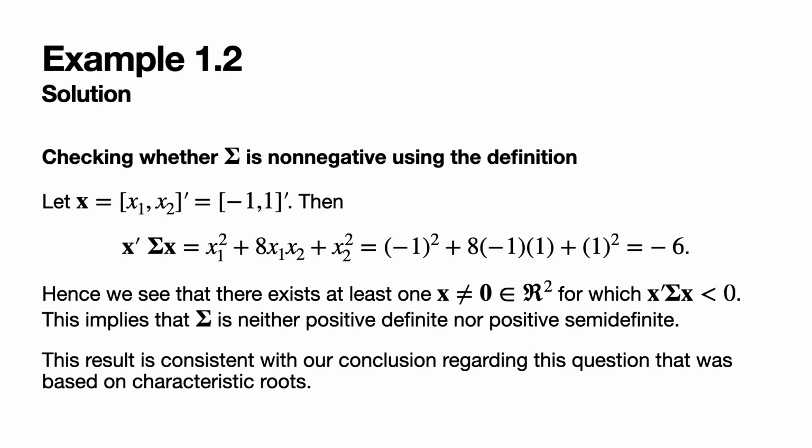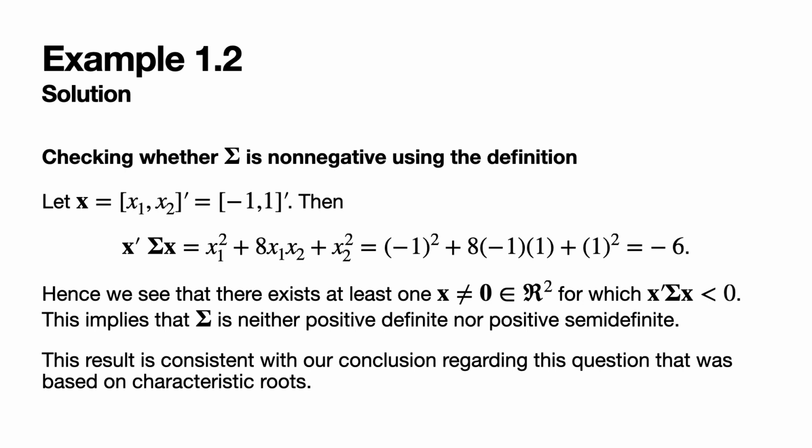And so we see that there does exist at least one non-zero x vector in two-dimensional Euclidean space for which this quadratic form is strictly less than 0. And that implies that cap sigma is neither positive definite nor positive semi-definite. And that would then imply that cap sigma is not non-negative. Now, this result is consistent with our conclusion regarding this question that was based on characteristic roots.